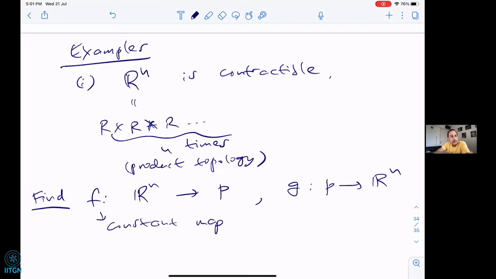Finding these maps is not very difficult. It's the constant map, because the image has to be a single point P. So obviously that's the only thing it can be. And it's a continuous map. It's very obvious that the constant map is always continuous.